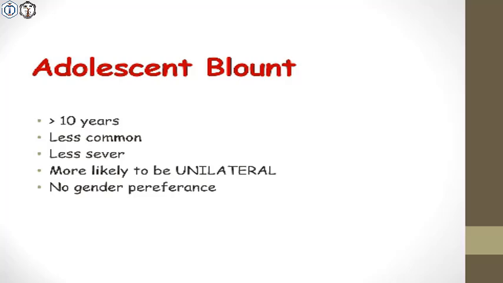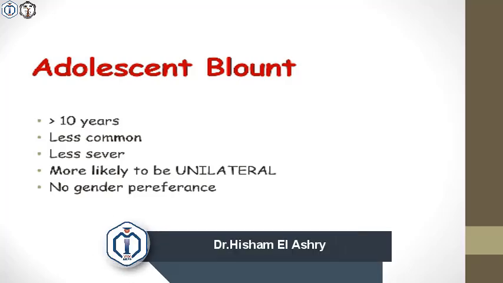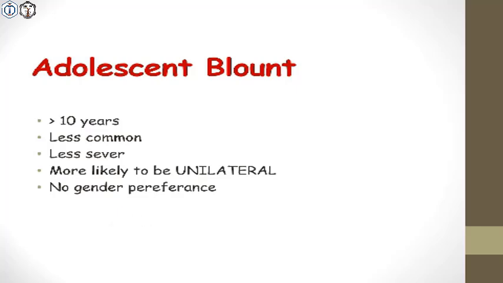It's less common than the early starting Blount disease, and it's less severe as well, more likely to be unilateral. It affects only one limb, and there is no gender preference. It's more common in Africans or African Americans or dark races.